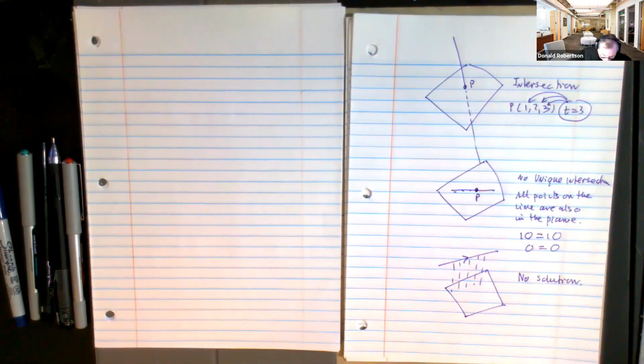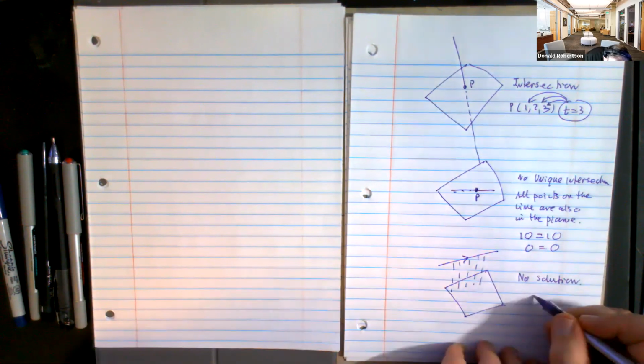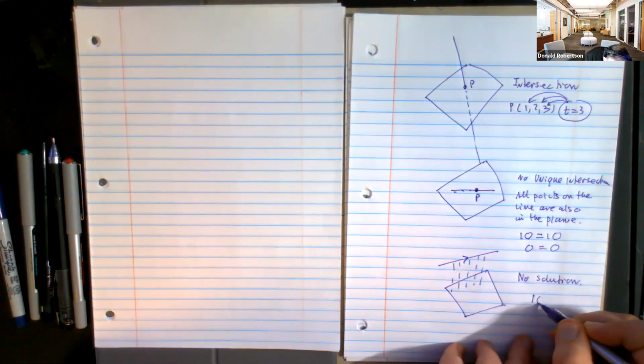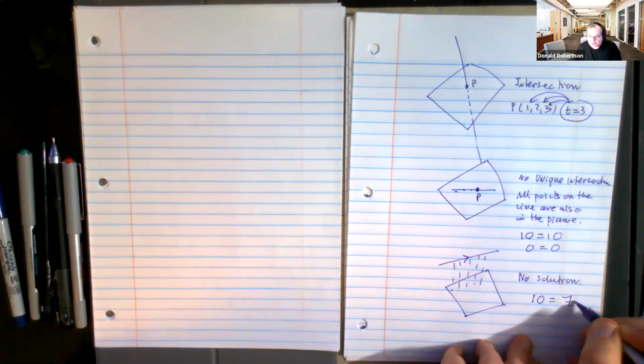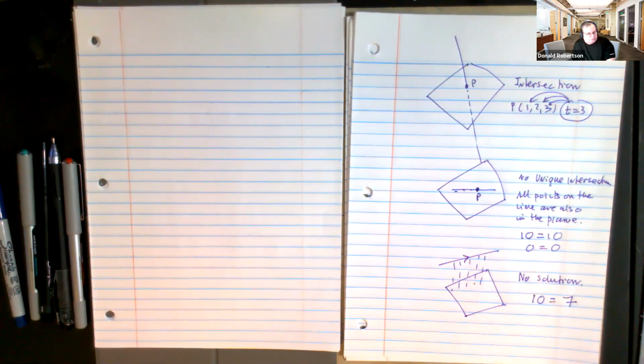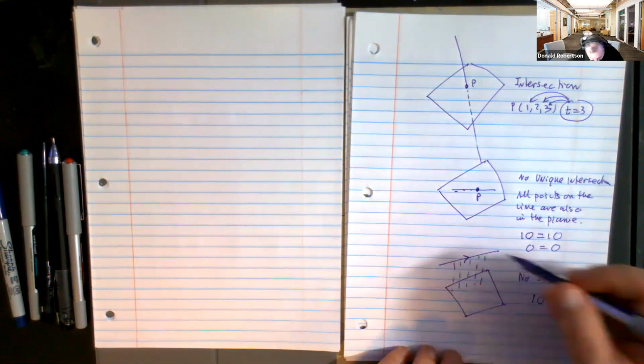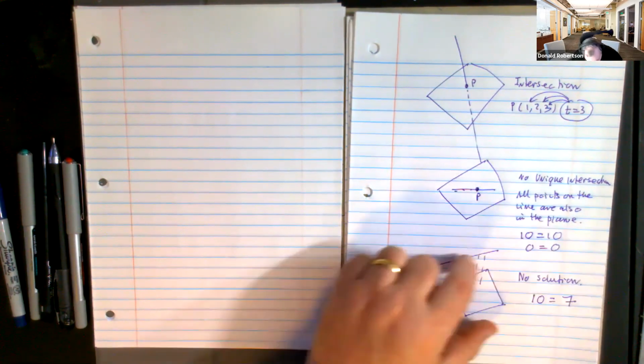And what does that look like? Well, you try and solve the equation and the t's disappear, but you're left with something that's not true, right? 10 equals 7, 0 equals 42. And when that happens, you know you're looking at this third situation. There is no solution.